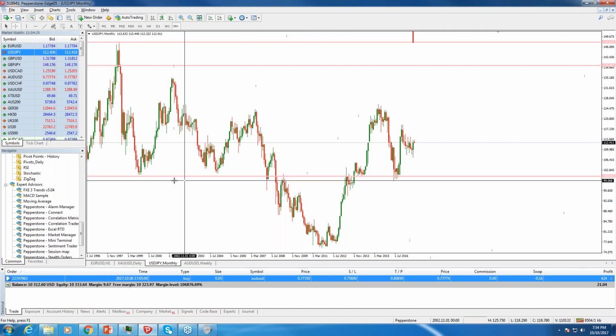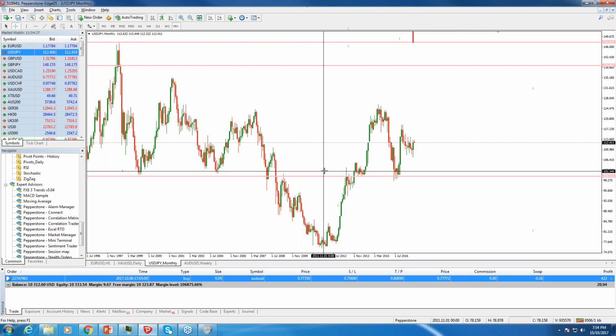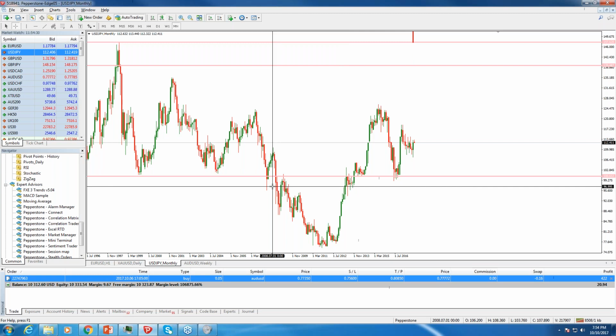Notice the market doesn't like hanging around these zones very long. It hits it and finds another zone pretty quickly. So it's a good thing to think about.